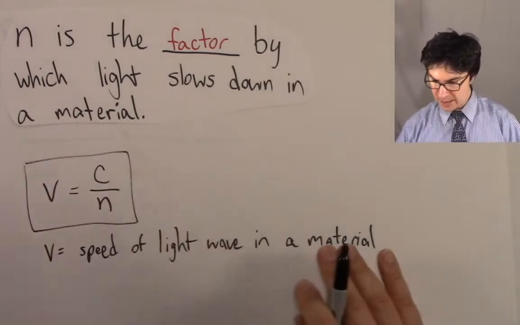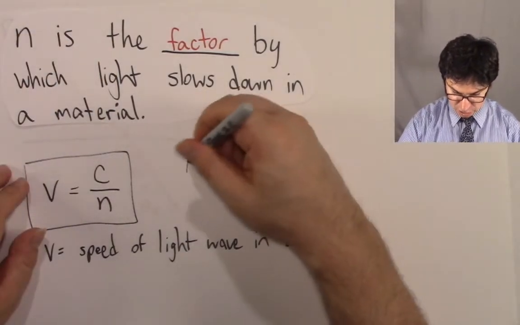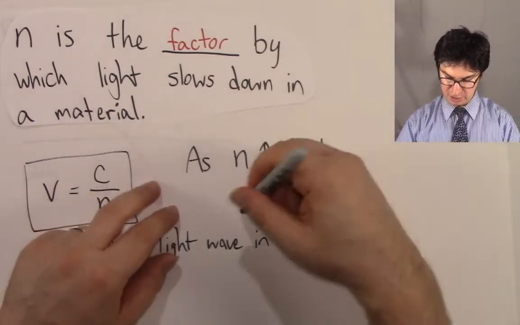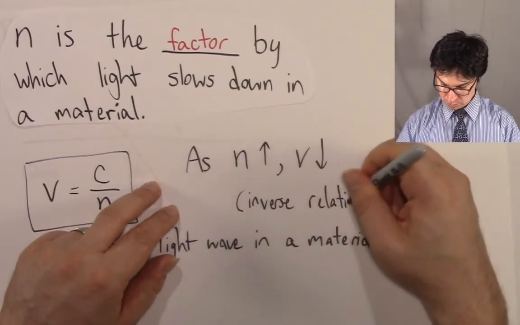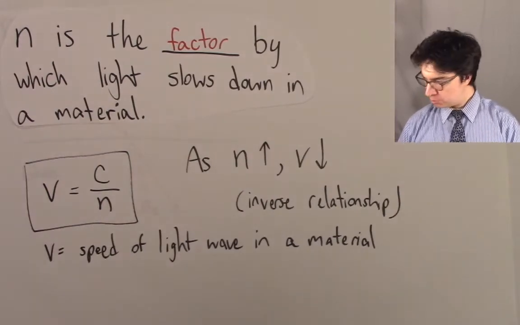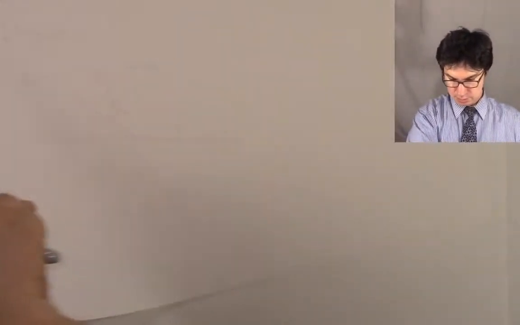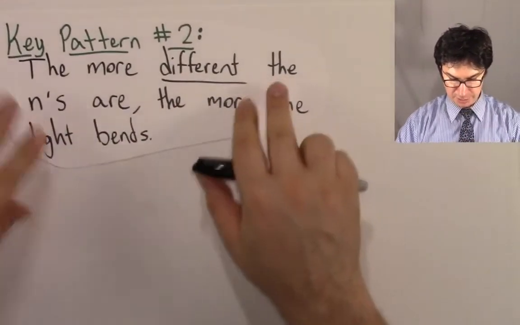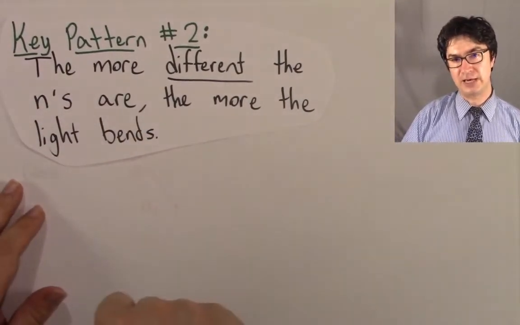Now, another pattern that we want to explore is that as N gets bigger, as we said, V gets smaller. That's the inverse relationship. And one thing that I want to try to prove to you using Snell's law is the following. This is key pattern number 2. The more different the N's are, the more the light bends.